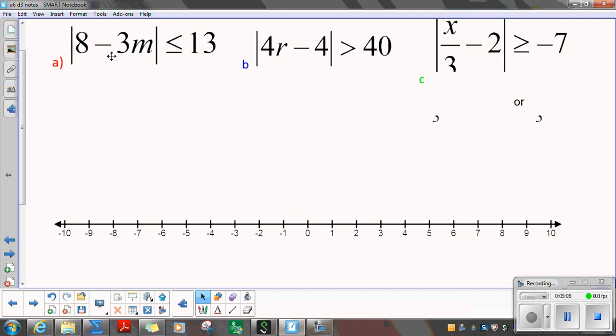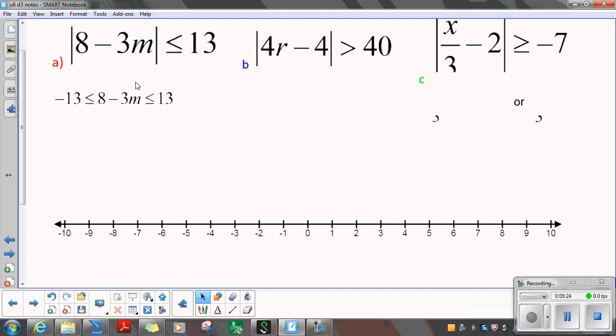So that means I'm going to have 8 minus 3m less than or equal to 13, and 8 minus 3m is greater than or equal to negative 13, which I just wrote as one big thing.